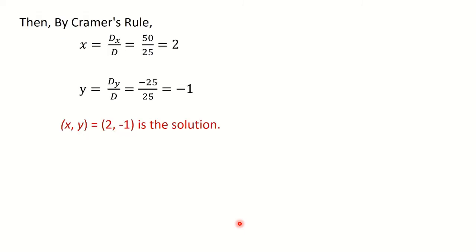So this way you will get values of d, dx and dy, and then apply the Cramer's rule. Don't forget to write this statement, that by Cramer's rule, otherwise you will lose half mark. Where you are applying the Cramer's rule? You are not applying it in the beginning, you are applying it here. The Cramer's rule is this: x is equal to dx by d and y is equal to dy by d, and accordingly find the values of x and y, and finally write down the solution.